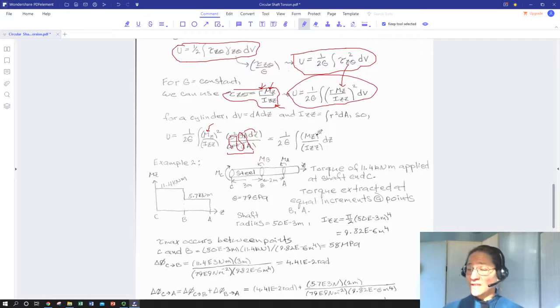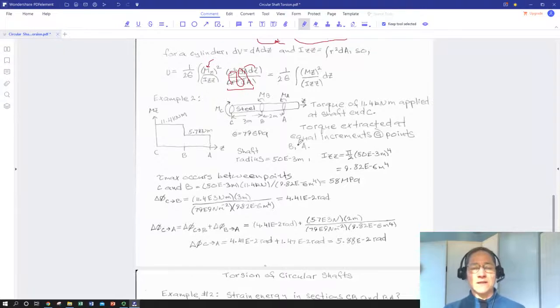Or if they change, all I have to do is a piecewise integral and integrate along the length over the portions where they're constant, or for which I have an expression. So we're going to do exactly that.